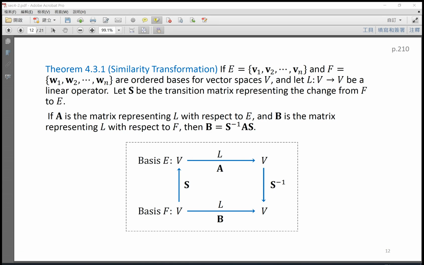We have finished Section 4.2, and we are going to study Section 4.3, which considers a linear operator. For a linear operator, the domain and the codomain are the same vector space, and therefore the matrix representation of a linear operator is a square matrix. A linear operator can have different matrix representations due to different choices of bases. Theorem 4.3 characterizes the relationship between two matrix representations of the same linear operator.